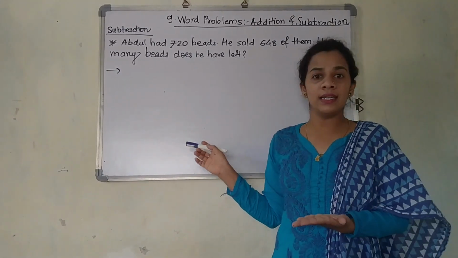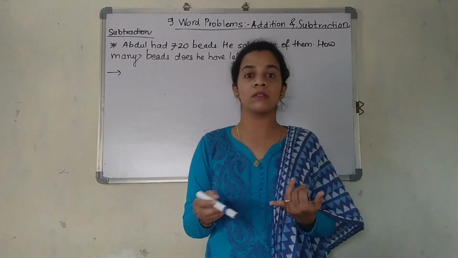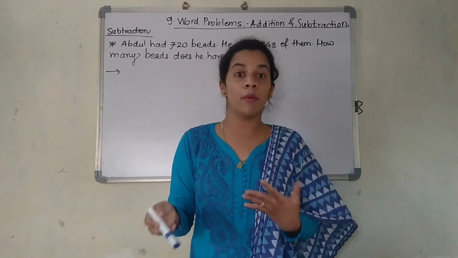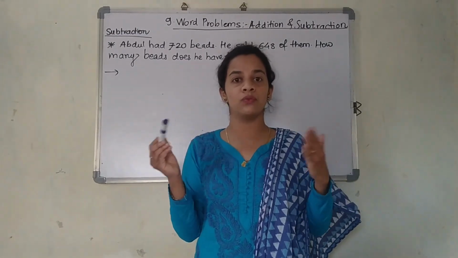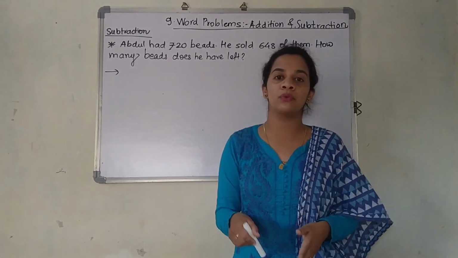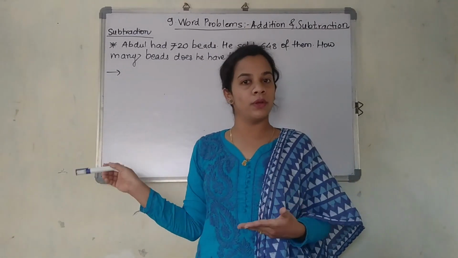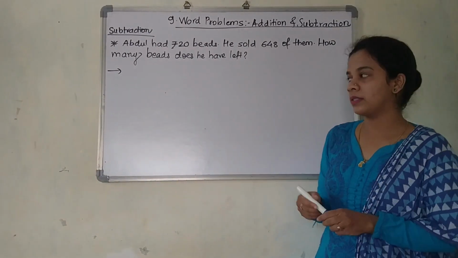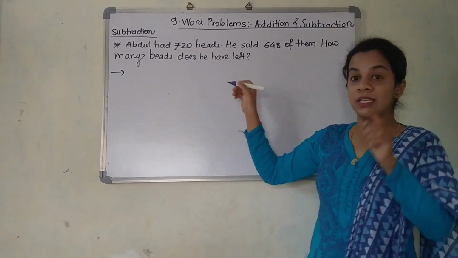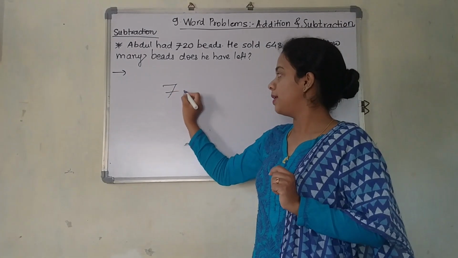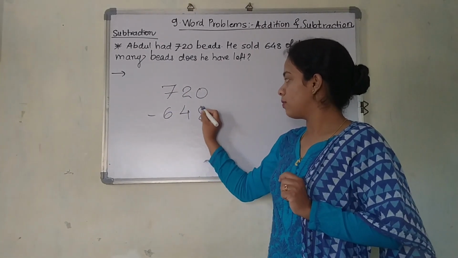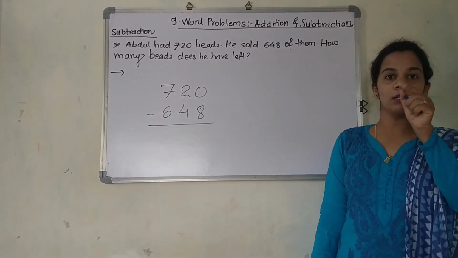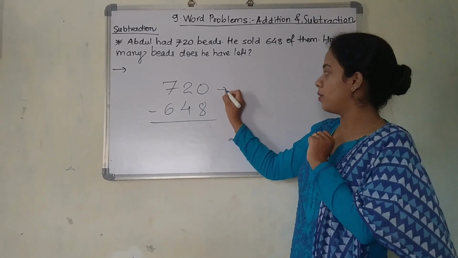You can clearly see that if these questions consist of words like how many less, how many more, how much is left with him, if such words are occurring, you are supposed to do the subtraction. So we are going to do the subtraction. How? Just see. 720 beads he was having earlier. So 720 I am going to mention minus 648. Why? Because there is a subtraction now. Now 720 is what? Yes, he was already having.